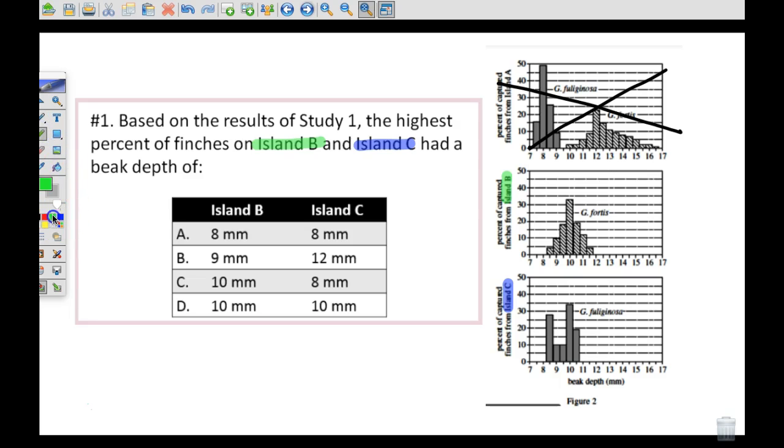So looking at the graph regarding Island B, I'm following the bar graph. So it looks like the highest bar is at the point where there's 10 millimeter beak depth. And if I go to Island C, I follow that same procedure. The highest bar, or the highest percent of birds captured, has a beak depth of 10 millimeters. So the correct answer to number 1 is D.